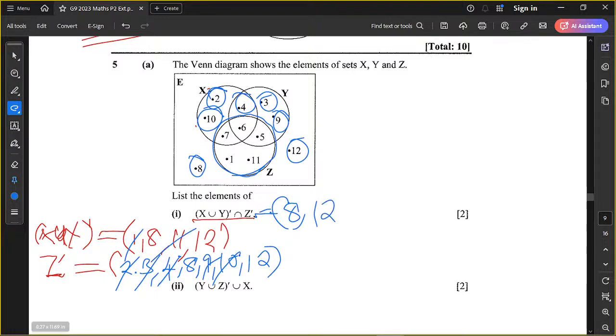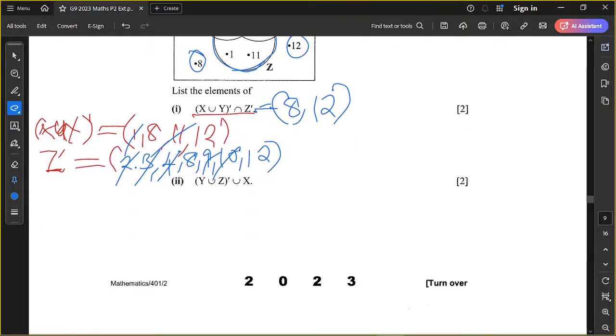Okay, so 11 is not found in both. Okay, so that is the set. Those are the elements of X union Y complement intersection Z complement, which are 8 and 12. Those are the two elements.